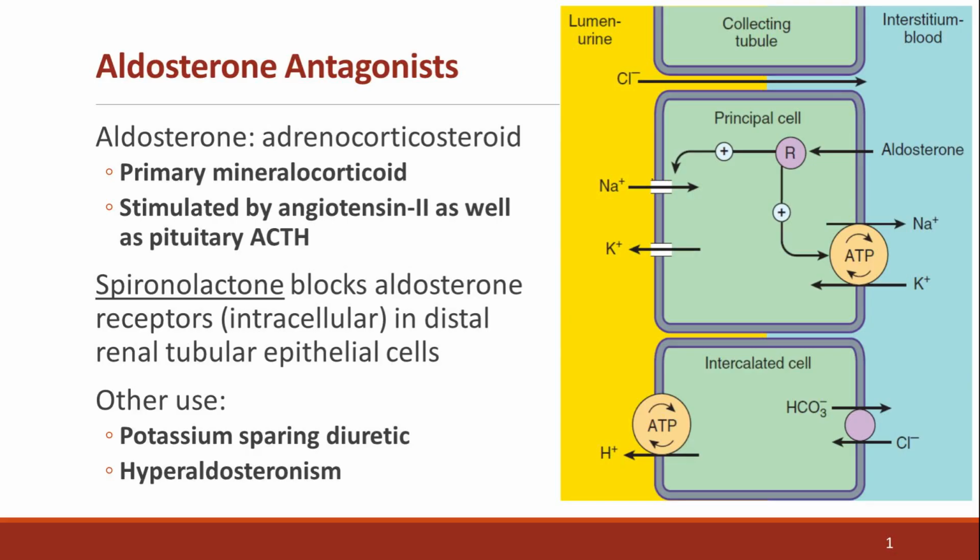Aldosterone is a mineralocorticoid that increases sodium and water retention. Spironolactone acts by competitively blocking intracellular aldosterone receptors in distal renal tubular cells, thereby promoting sodium excretion and potassium retention. Besides hypertension, it's useful as a potassium-sparing diuretic and in managing heart failure and hyperaldosteronism.